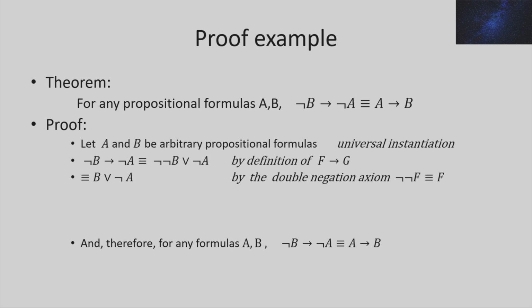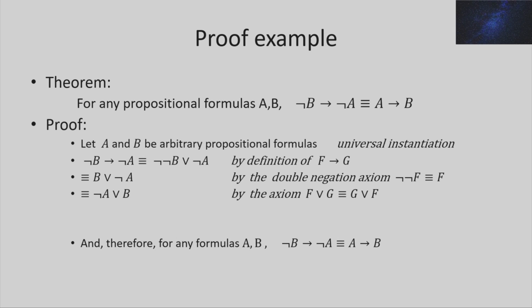Next step, we could use the double negation axiom. So look here, we are using the actual axioms of logic to get rid of the two negations in front of B and obtain B or not A. Again, we've done those steps before. We've done those proofs, but now what we are doing is to see how we got every step from the previous step.